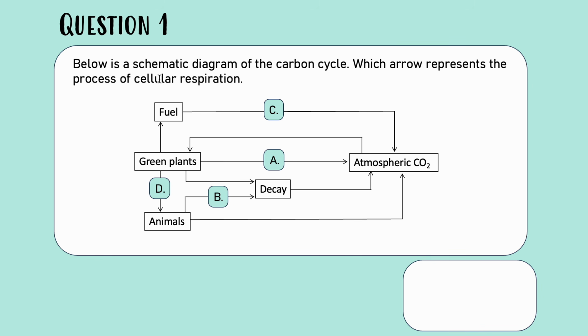So below is a schematic diagram of the carbon cycle. Which arrow represents the process of cellular respiration? We know animals can do cell respiration, plants can do cell respiration, any trophic level can do it. So let's find the arrow that represents that. Here we have green plants, and we can see carbon is going from the green plant into the atmosphere. That happens during cell respiration, so it must be A, okay?